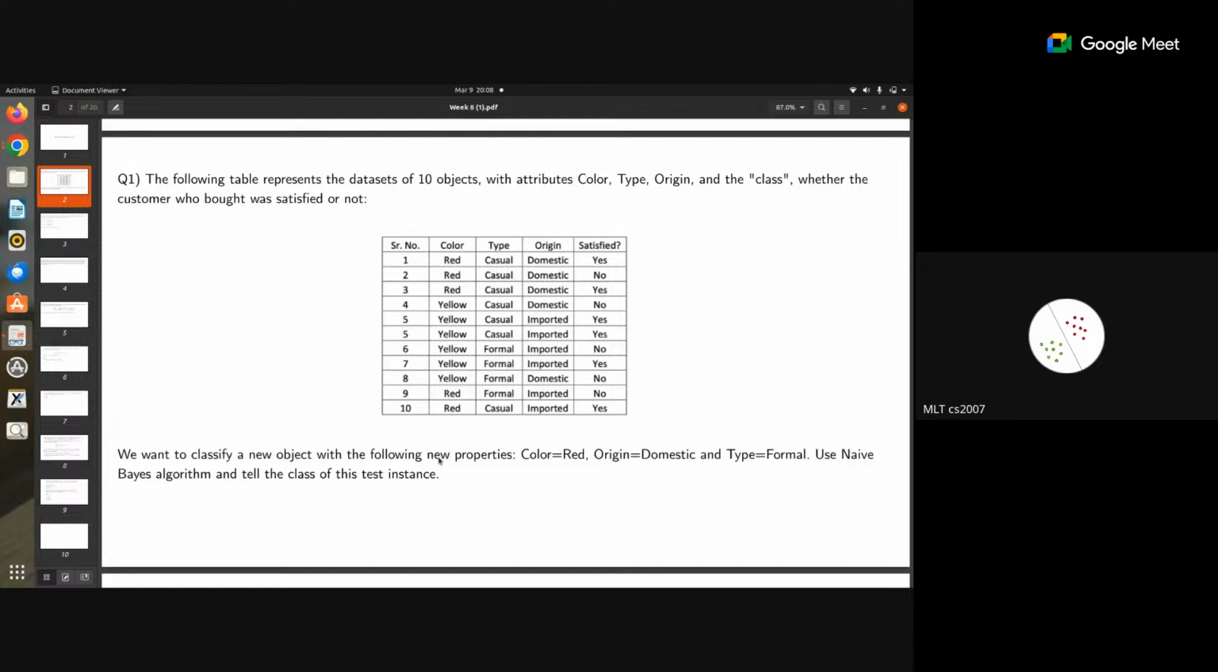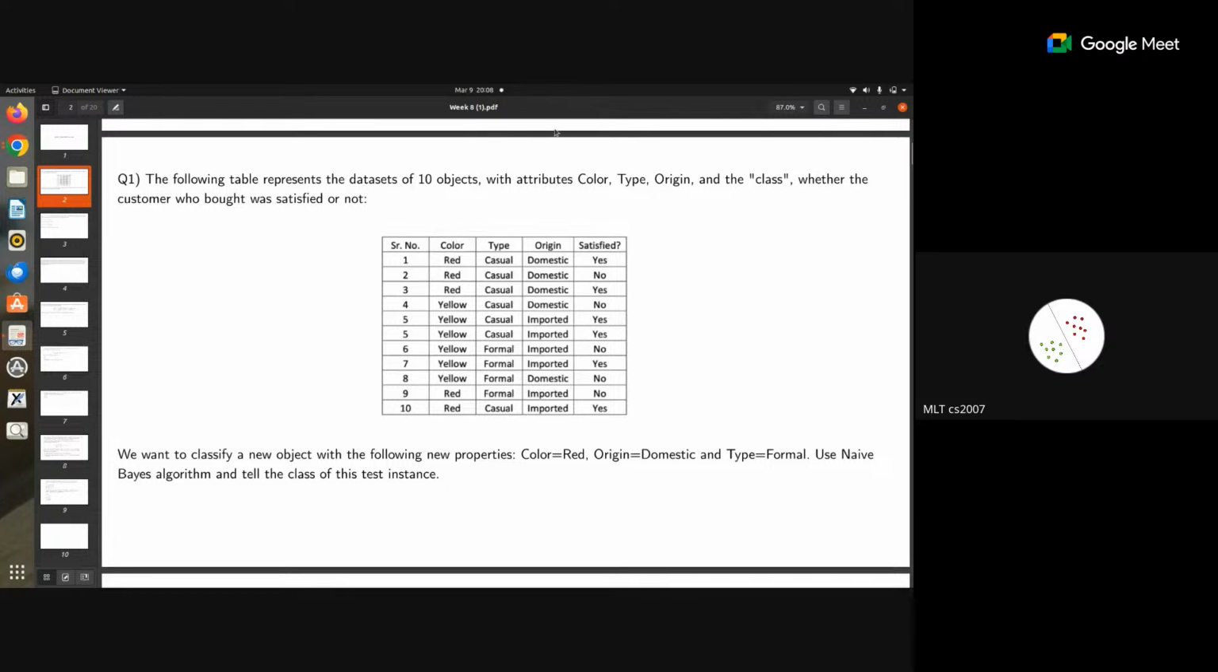We want to classify a new object with the following properties: color equals red, origin equals domestic, and type equals formal. So what is this? This is the X test data point. Use the naive Bayes algorithm and tell the class of this test instance. So if you have color equals red, origin equals domestic, and type equals formal, based on this training data set, first of all, what do you think about this feature color?